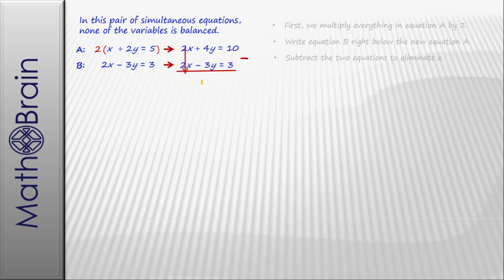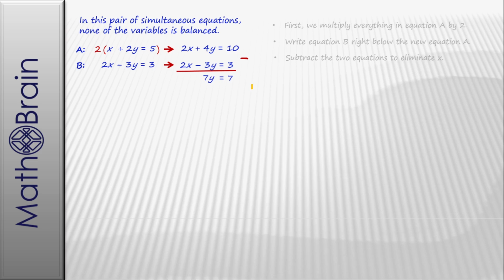2x minus 2x equals 0x. We do not need to write down 0x. 4y, minus negative 3y, equals 7y. 10 minus 3 equals 7. X is now eliminated. In the resulting equation, y is the only variable. 7y equals 7.